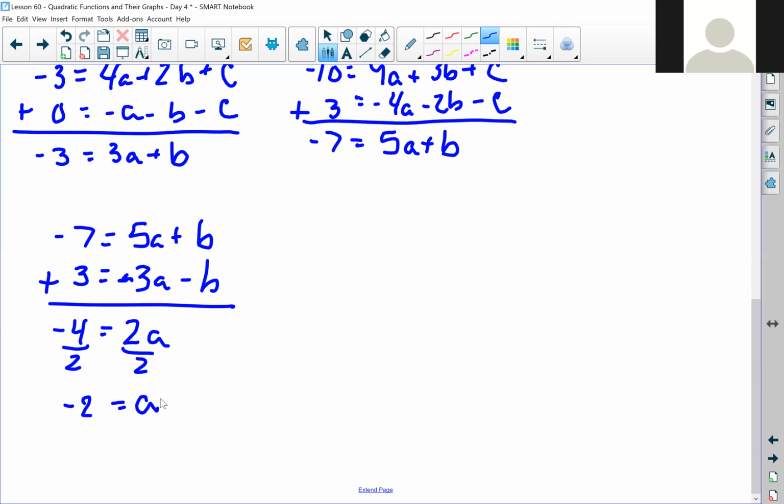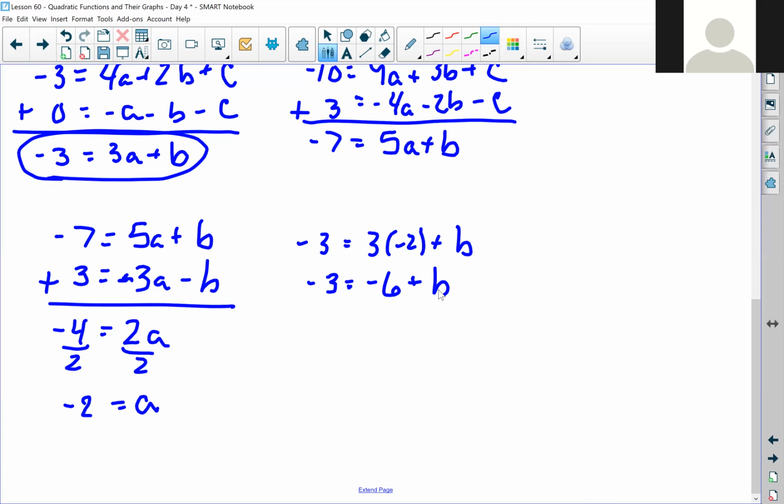I can find b by taking negative 2 and plugging into either of the two equations I found by eliminating the c. I'm going to choose this one just because it's a little bit smaller values. So negative 3 equals 3 times negative 2 plus b. Negative 3 equals negative 6 plus b. If I add 6 to both sides, 3 equals b.